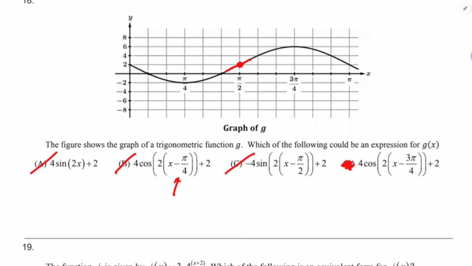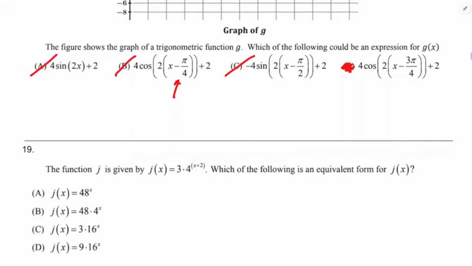What's going on here? 4 cosine of 2 times x minus 3 pi over 4. The phase shift means we start our perspective here. That is at the top. That is positive cosine. That's going to be answer choice D. All right.